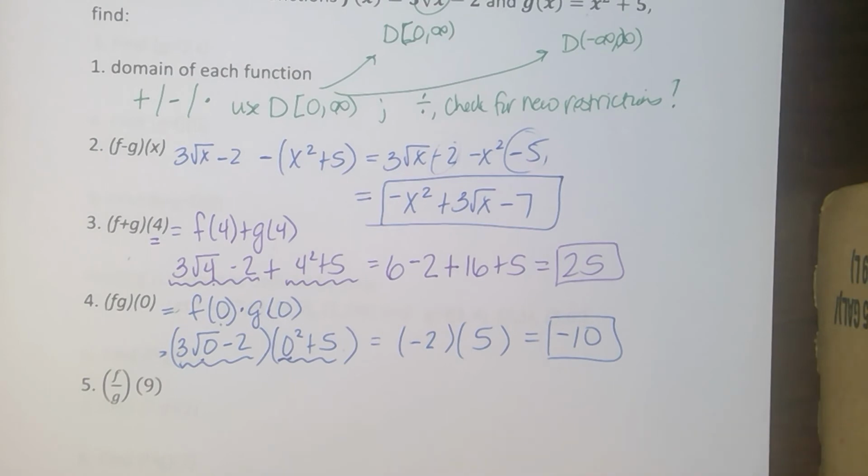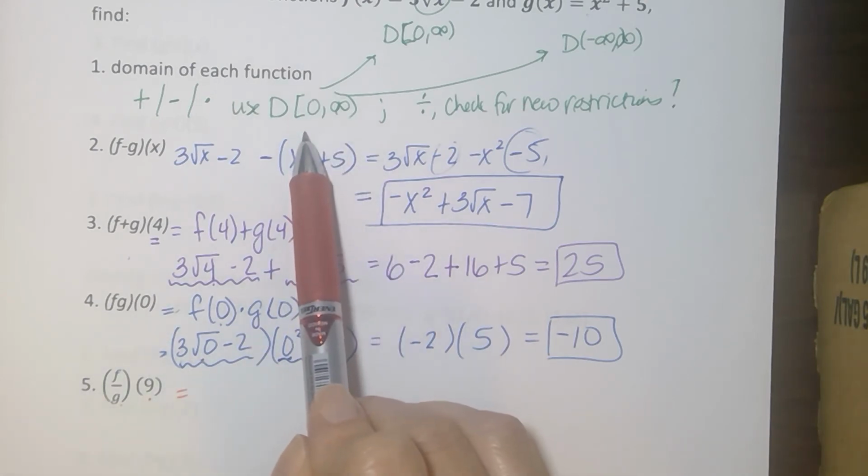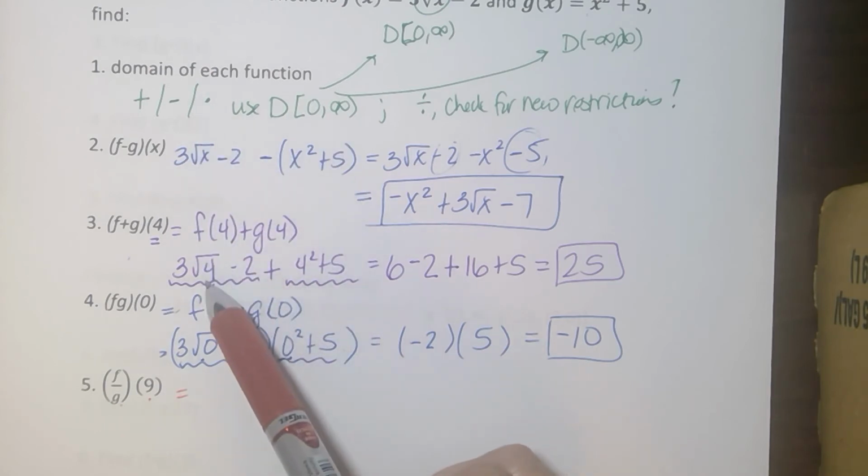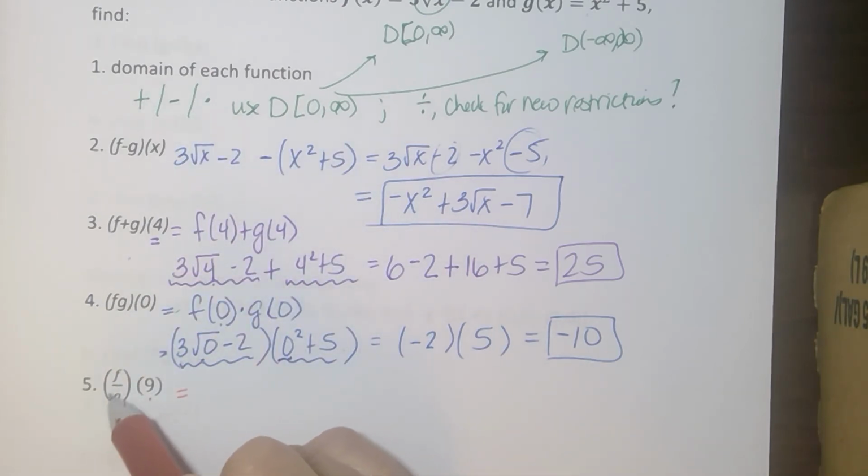Okay, now we have a division problem. All right, I'm going to change colors here. And we are finding f divided by g of 9. Is 9 in my domain? Well, we know that we have to use the domain from 0 to positive infinity for these three problems, but now I've suddenly put g, the function g of x, in my denominator.